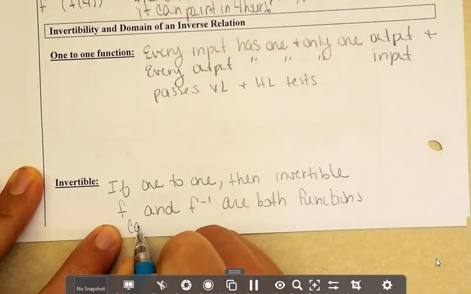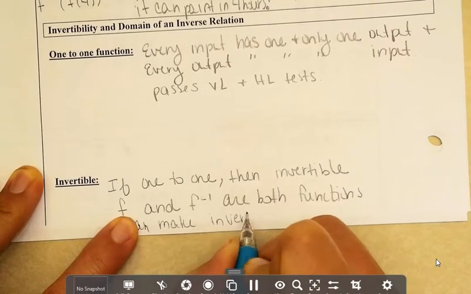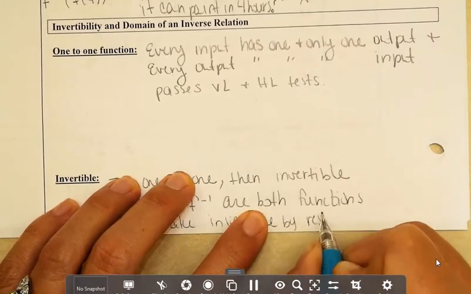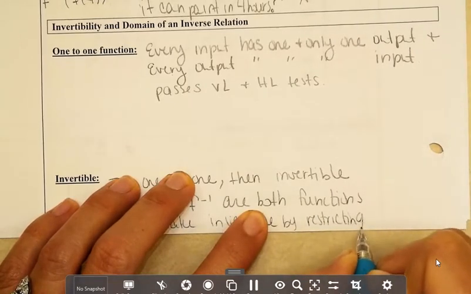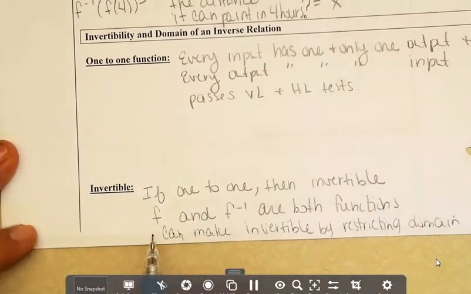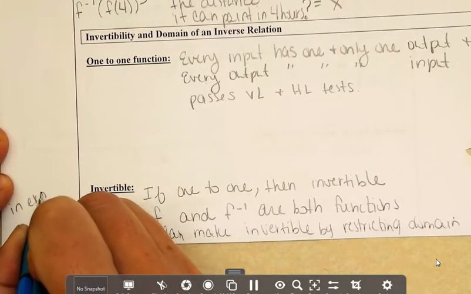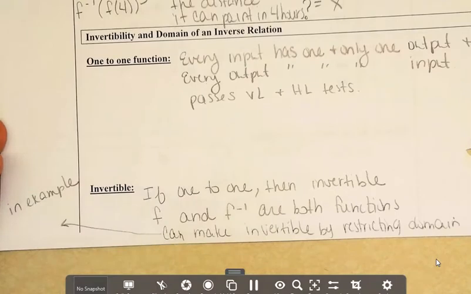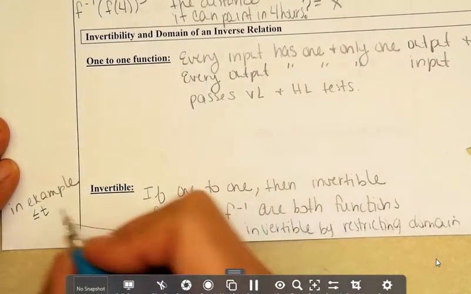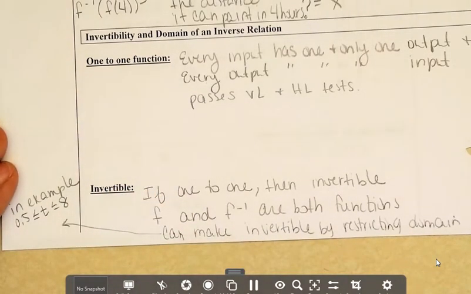So we can make functions invertible by restricting the domain. And so in our example above, basically we'd have to restrict our time to be in between half an hour and 8 hours. And then we're going to definitely have an invertible function.